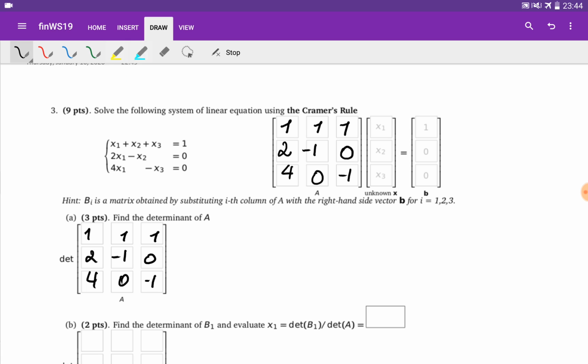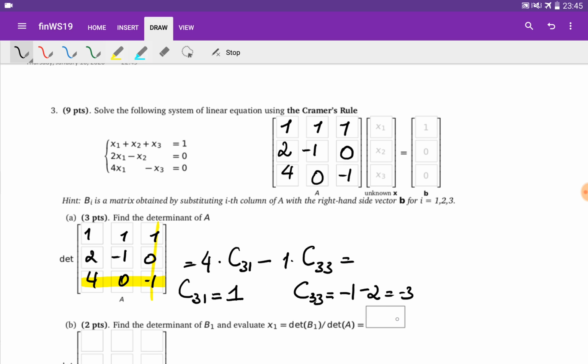So we are going to go through the entries on the third column. It's going to be 4 multiplied by the cofactor C3,1, minus 1 multiplied by the cofactor C3,3. So let's find the cofactor C3,1, which is going to be the determinant of the matrix when we eliminate the third row and the first column, it is going to be 1 multiplied by 0 minus 1 multiplied by minus 1, which is going to be equal to 1. C3,3 is going to be equal to the determinant of the matrix when we eliminate the third column and the third row, which is going to be 2 multiplied by minus 1 is minus 2, minus 1 multiplied by 1 is minus 1, which is minus 3. If we set these 2 values here, it's going to be 4 multiplied by 1, minus 1 multiplied by minus 3, which is going to be equal to 7 exactly.